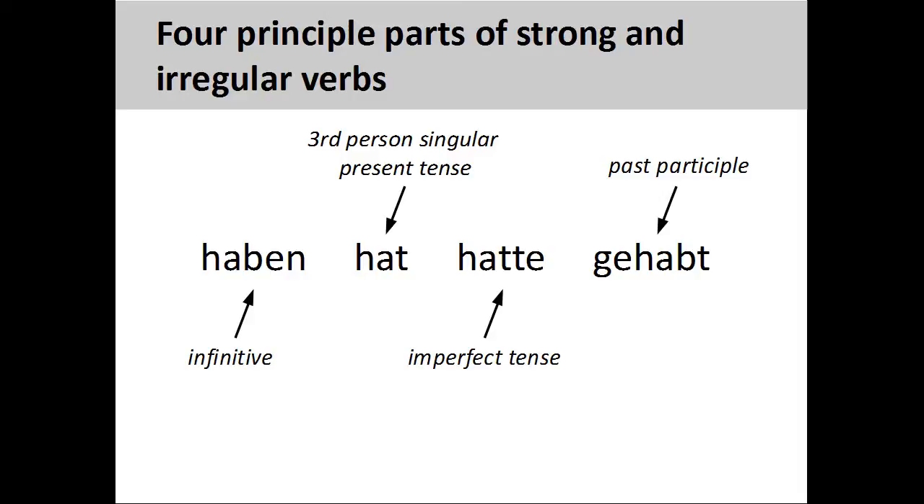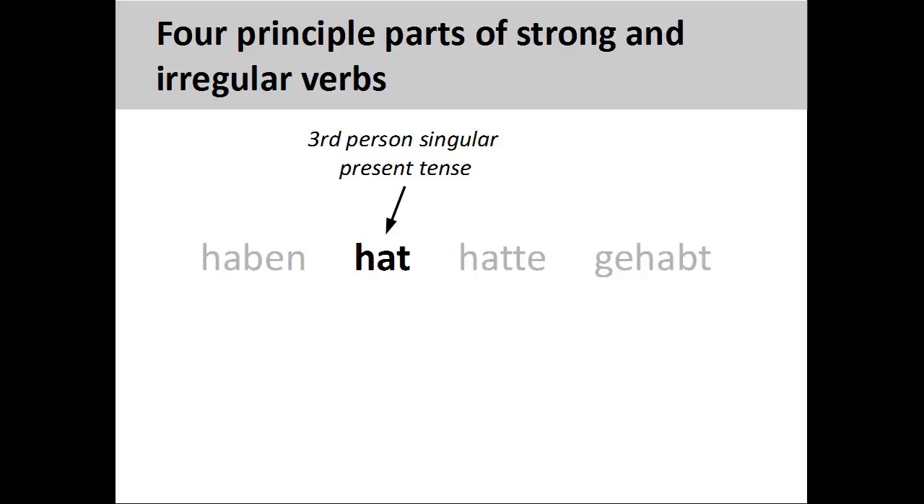Whatever they are called, you can find lists of these verbs and their 4 principal parts in your book or on the internet. It is very important to memorize these 4 principal parts, as they will help you in your future study of German. As this presentation focuses on the present tense conjugation of strong and irregular verbs, we will only be dealing with the second principal part, the third person singular present tense verb form. We will look at the other principal parts in future presentations.